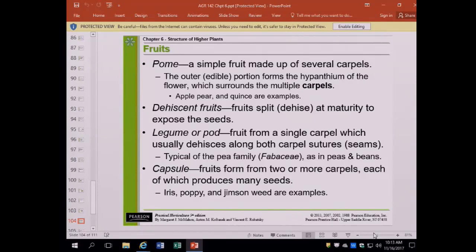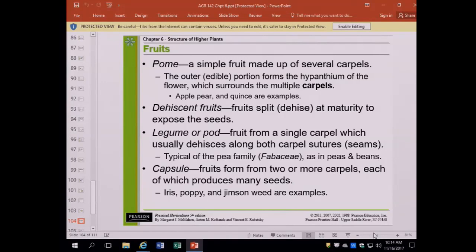We've got another one that talks about dehiscent fruits, which split or dehisce at maturity to expose the seeds. A milkweed is one of those. A legume or a pod, they are your peas and beans. They're fruit from a single carpel, which usually separates at the seams. If you're familiar with peas, that'll separate, and the seeds will emerge there.